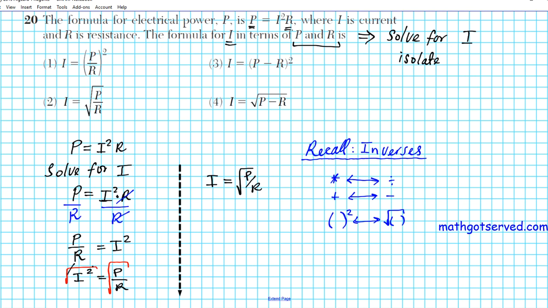Okay, because the square and the square root cancel each other out since they're inverses. That's what inverses do. So expressing I in terms of P and R is I equals the square root of P over R. The answer to question number 20 is option number 2.